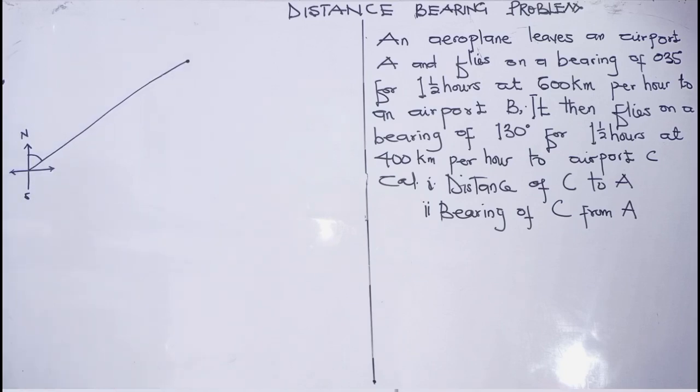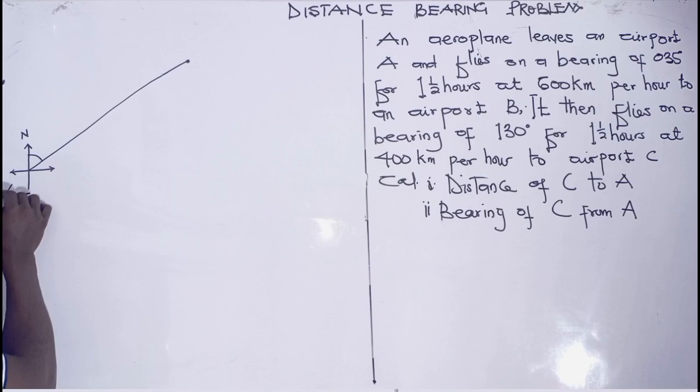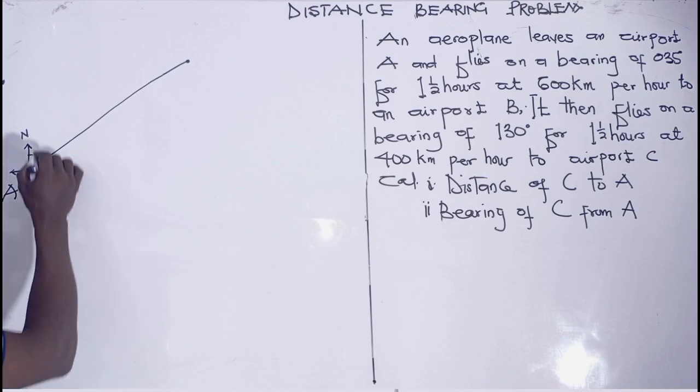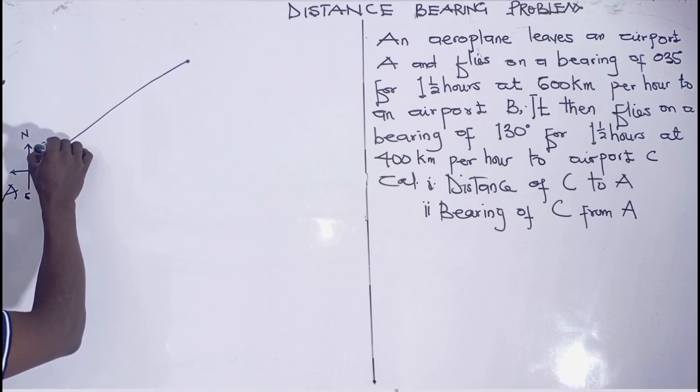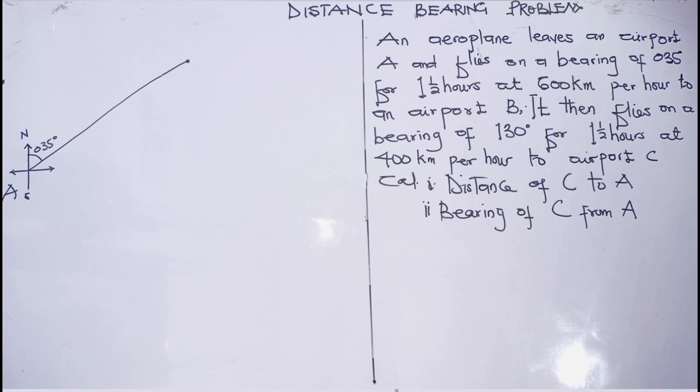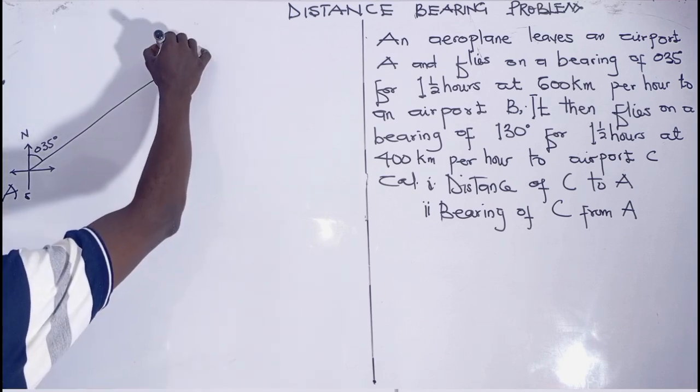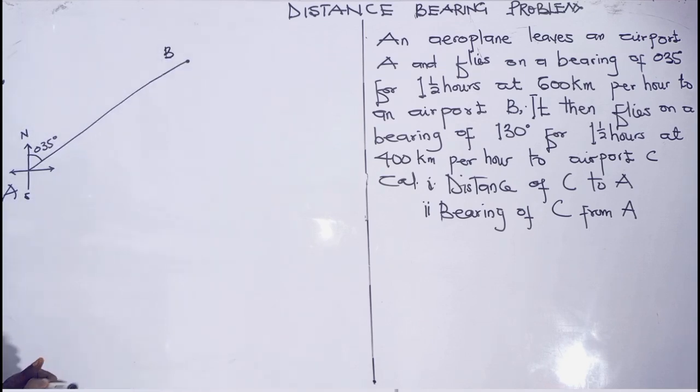So we are saying that an airplane leaves an airport A. So this is airport A, on a bearing of 035 degrees for 1.5 hours at 600 kilometers per hour to airport B. So this is airport B.